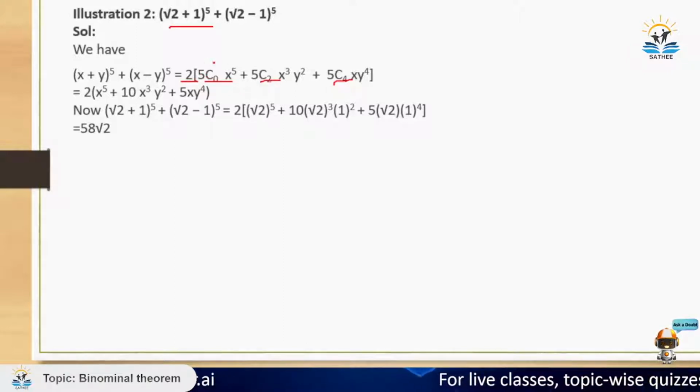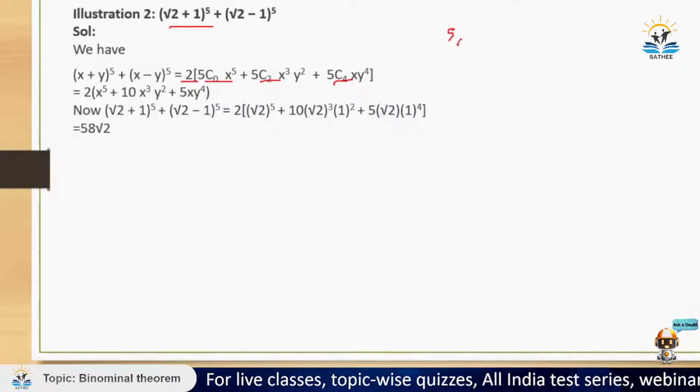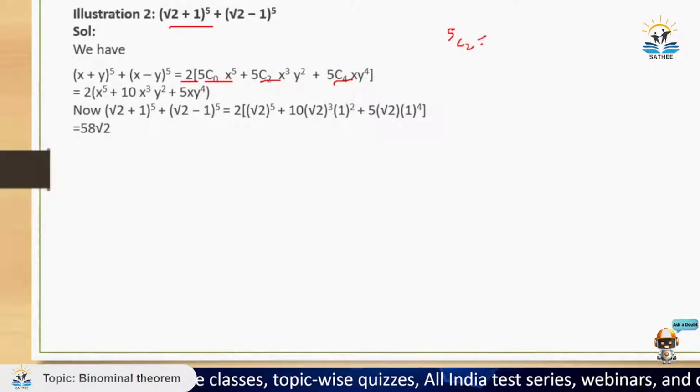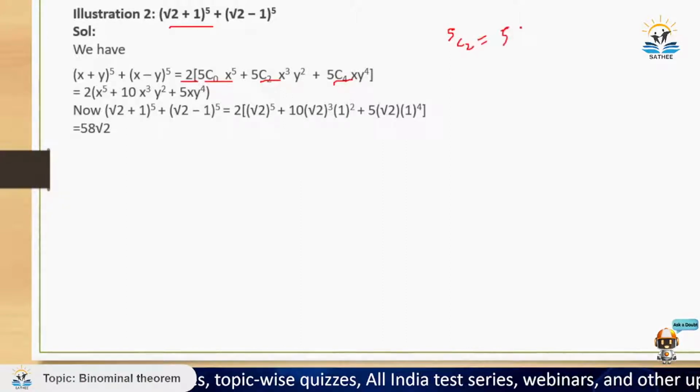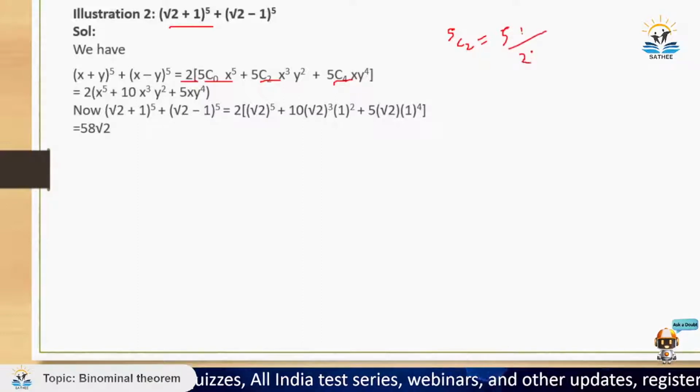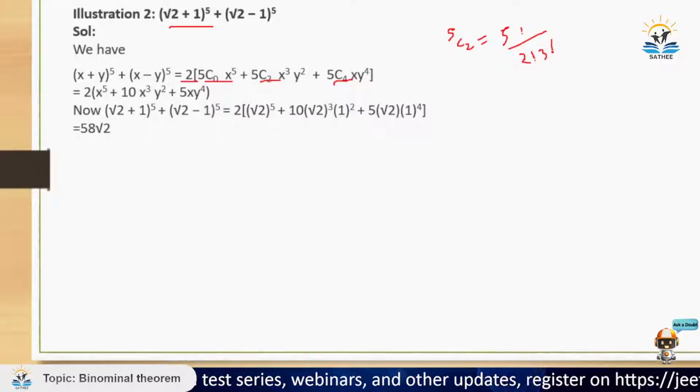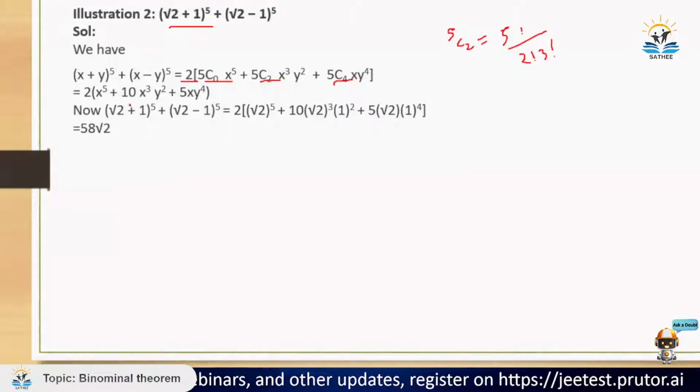Now you can easily calculate. 5C0 is 1, so it would be x power 5, and then 5C2, you can calculate 5C2. That is equal to 5 factorial upon 2 factorial into (5 minus 2), which is 3 factorial. So it would be 4 into 5, 20, 20 upon 2, which is 10. So 10 is written here.